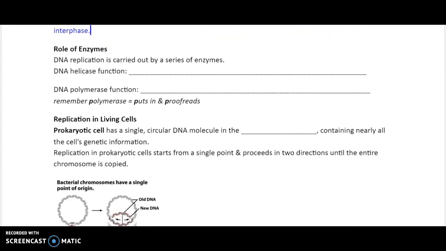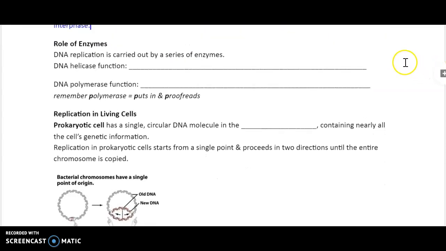For the role of enzymes, remember the DNA is a double helix. It looks kind of like a ladder. Going up the sides of the ladder, we have sugar, phosphate, sugar, phosphate up and down the sides. And then the rungs, that's where your bases are, held together by hydrogen bonds in the middle.